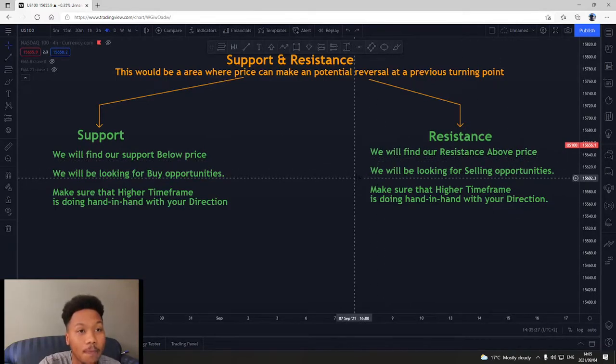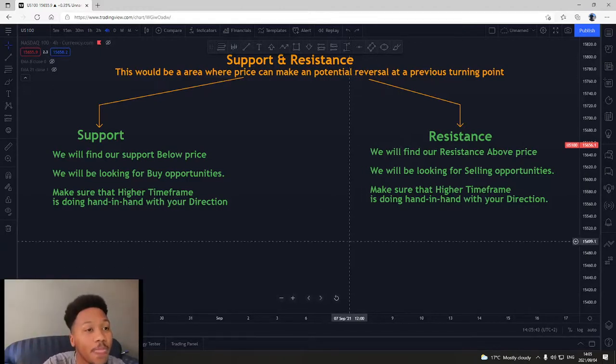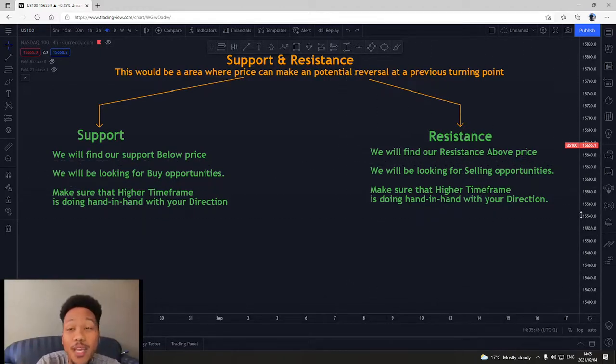Okay, what do we look out for? Buying or selling opportunities. Once again, if this is my actual area of resistance, if this is price, can you see we are resisting this area? So we will be looking out for potential selling opportunities. Okay, and lastly, make sure that your higher time frame is going hand in hand with your direction.